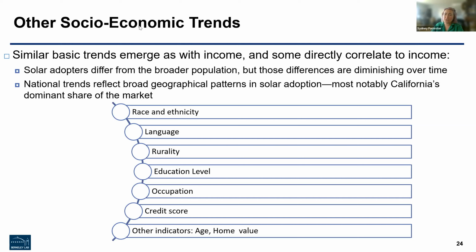But the first thing, before I dive into the first variable, is just that we can see similar trends with these other socioeconomic trends as with incomes. So the general story is kind of just that solar adopters differ from the broader population. The skew is diminishing over time, and it's flattened in recent years. And also, I'm going to say multiple times, but point out California compared to the US as a whole does also skew those national results.